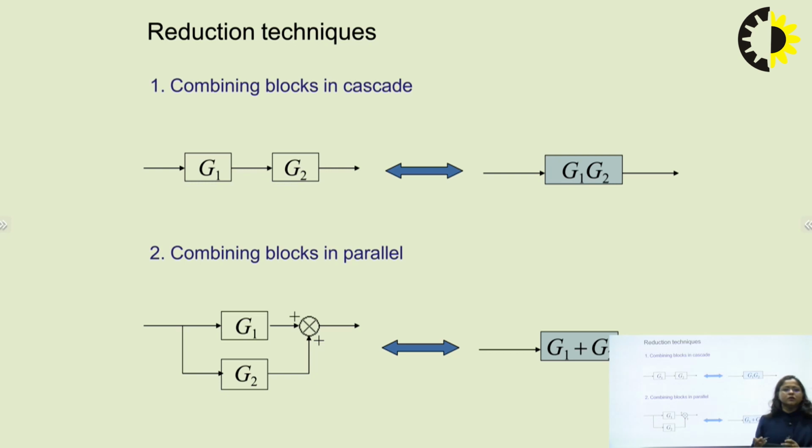Before moving towards block diagram reduction technique, we need to understand certain rules of block diagram reduction. The first one is the cascade rule. When two or more blocks are connected in cascade, then the overall transfer function of this is replaced by a single block with the gain that is the multiplication of individual block gains, that is G1 into G2. Similarly, if two blocks are connected in parallel, then the gain will be replaced by the addition of all the gains, that is G1 plus G2.